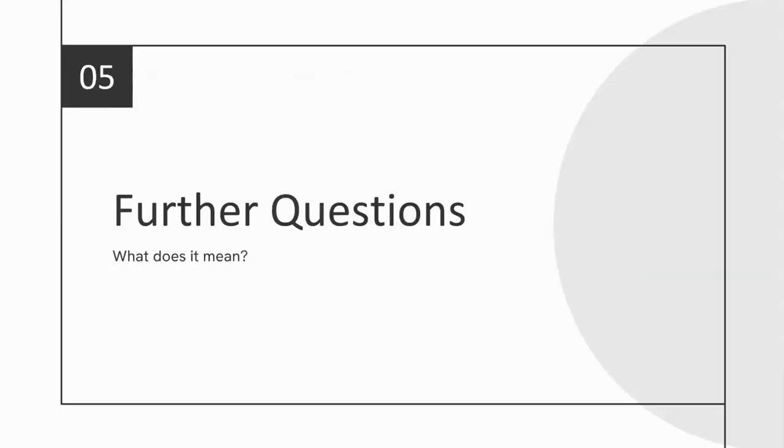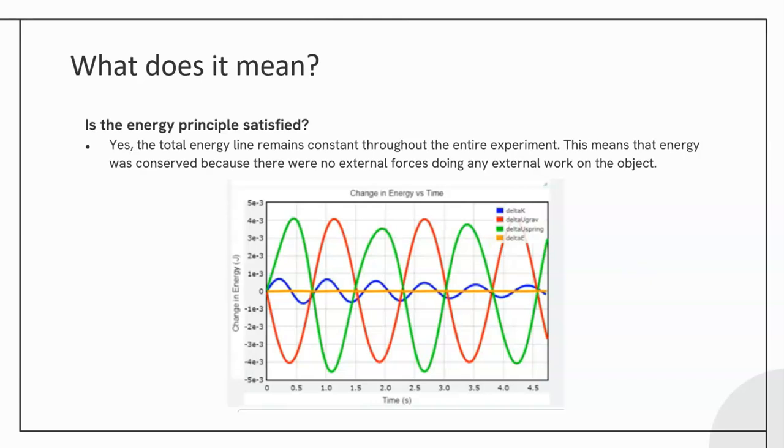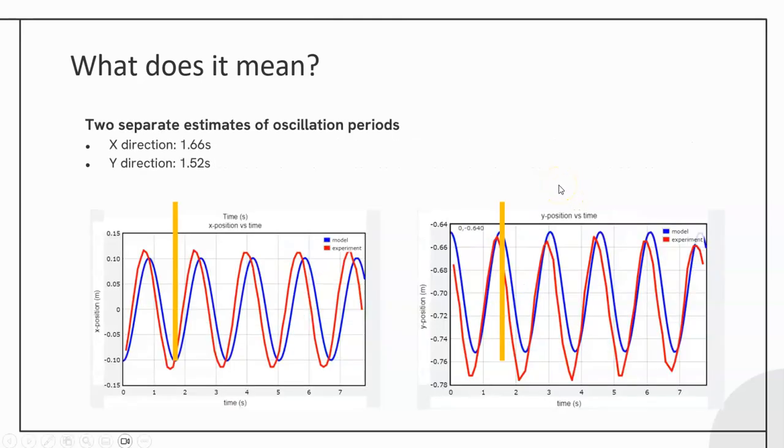Now for the further questions, there were two "what does it mean" questions. The first one was, is the energy principle satisfied? And it's yes, because the total energy was constant, because the delta E stayed at 0 the whole time, so that means there was no change in energy. So energy was conserved since no external forces were doing any external work, since the energy stayed the same.